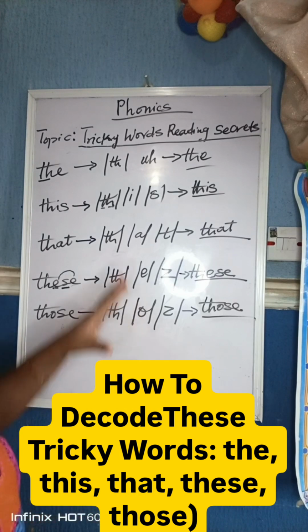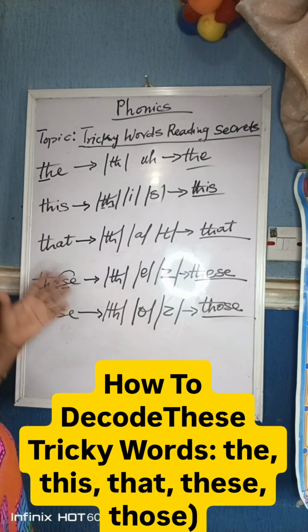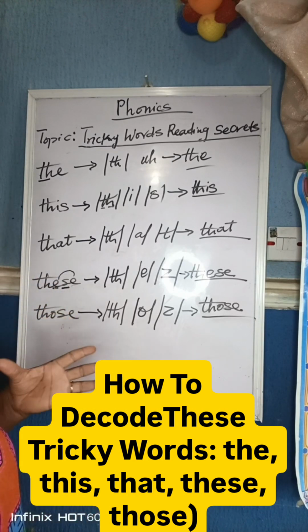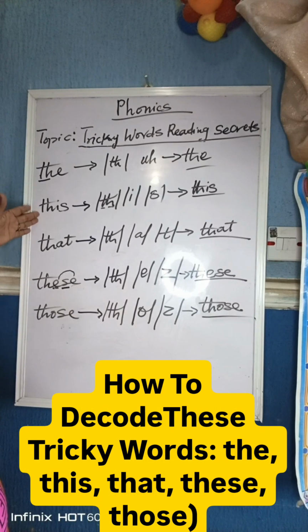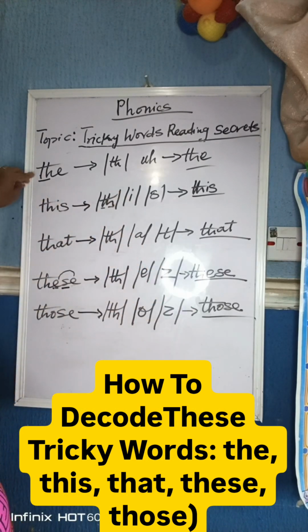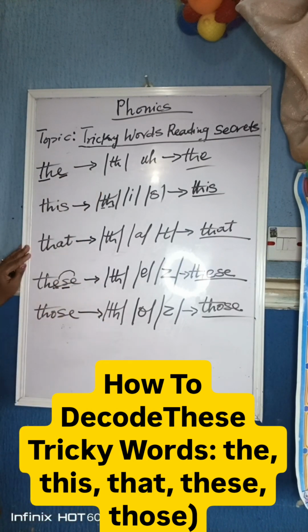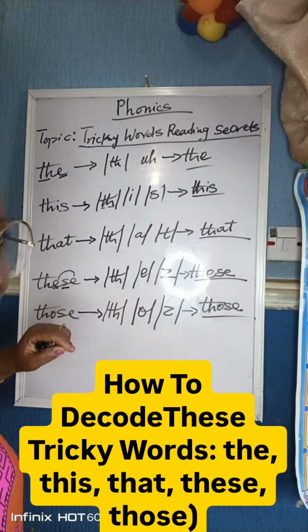This is how to explain these tricky words to your child. They are very, very much easier to read when you understand the secret. This and that, they have no tricky parts. No tricky part at all, so long as you are reading this digraph as one sound. In the first word, the only tricky part is the letter E at the end that is making a schwa sound.